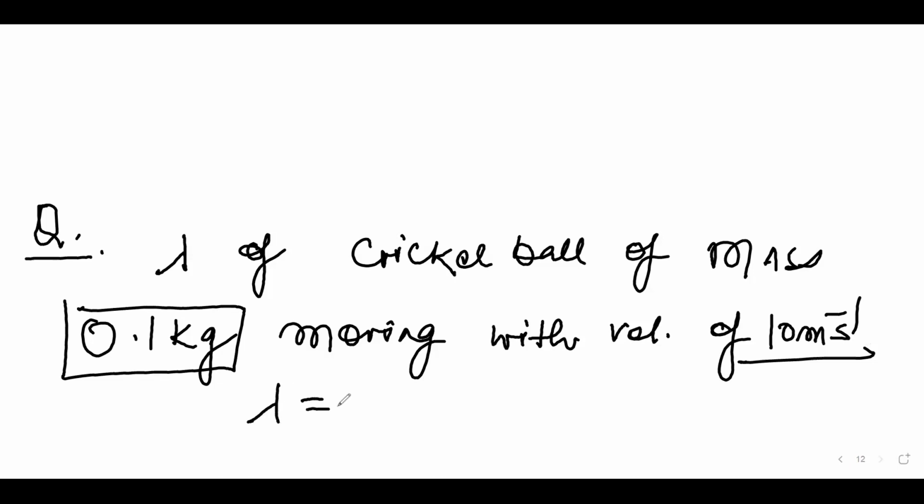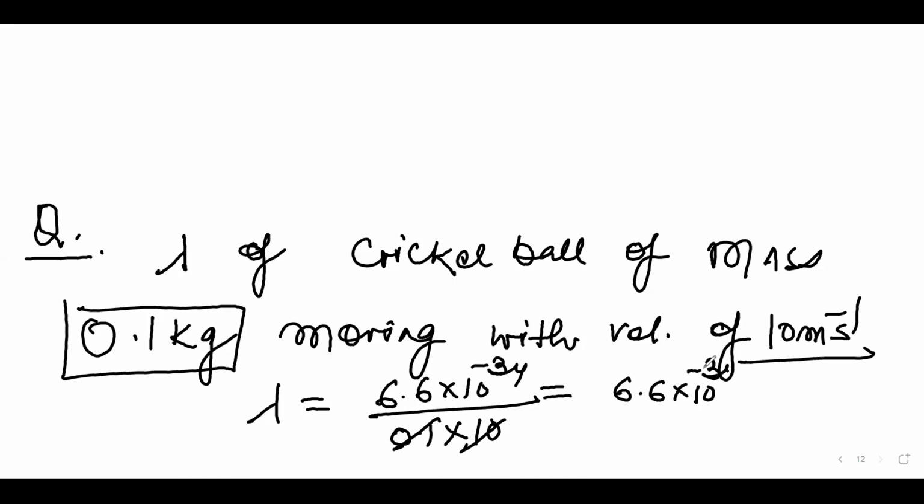So lambda will be equal to 6.6 into 10 raised to power. मास ऑफ द पार्टिकल मैंने आपको दिया 0.1 and the velocity of particle दी 10. So this 0.1 and 10 will cancel out and my answer becomes 6.6 into 10 raised to power minus 34. अब अपने आप देख लो, एक क्रिकेट बॉल है और उसकी आप वेवलेंथ देखो -34 है, which is definitely insignificant. So again emphasizing my point, the de Broglie concept is not meant for macro particles.